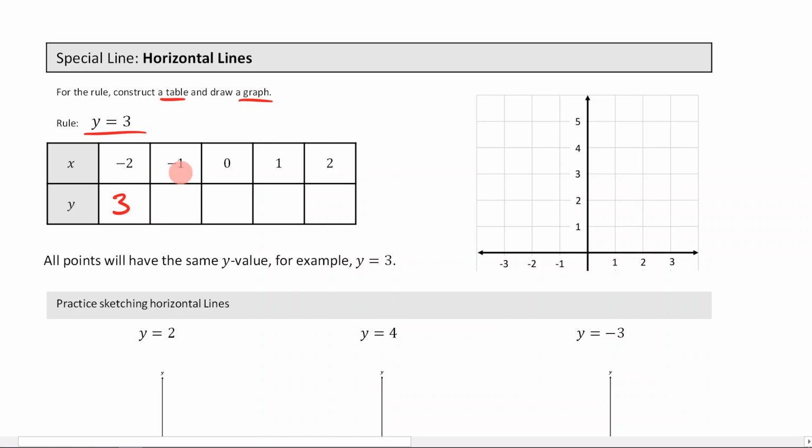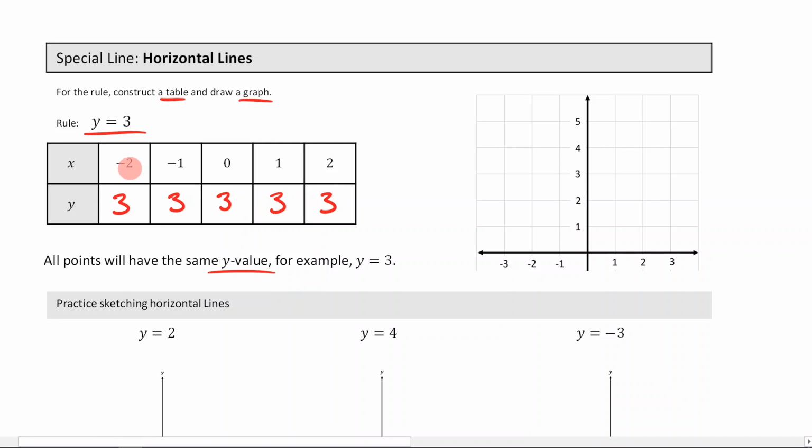When x is equal to negative 1, y is equal to 3. When x is equal to 0, y is equal to 3. And it just keeps on going. Here it says all points will have the same y value. Y is always equal to 3. And now I can plot this.